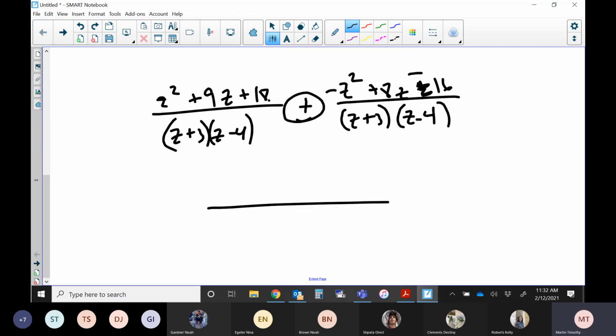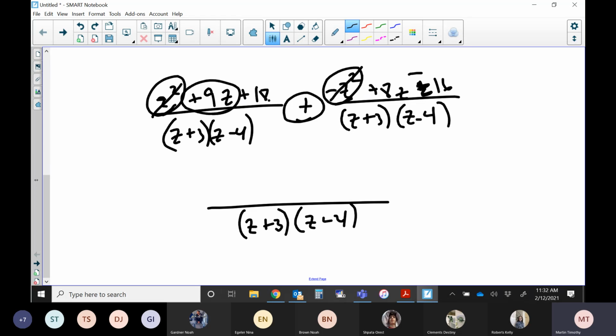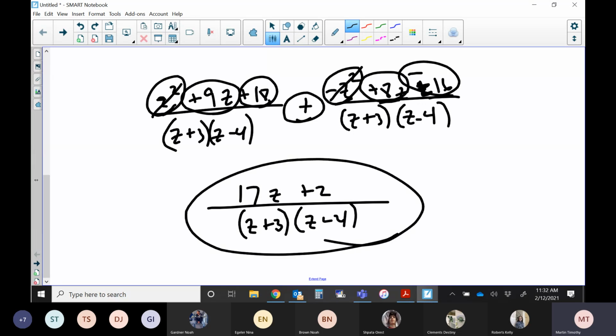So I'm going to keep my denominator, which was z plus 3, z minus 4, and then combine tops. A z squared and a negative z squared are going to cancel out. A positive 9z and a positive 8z is going to get me to 17z. And finally, a positive 18 and a negative 16 is going to get me to a positive 2. And boom, there's my final answer. That's a longer one. Any questions on 10?